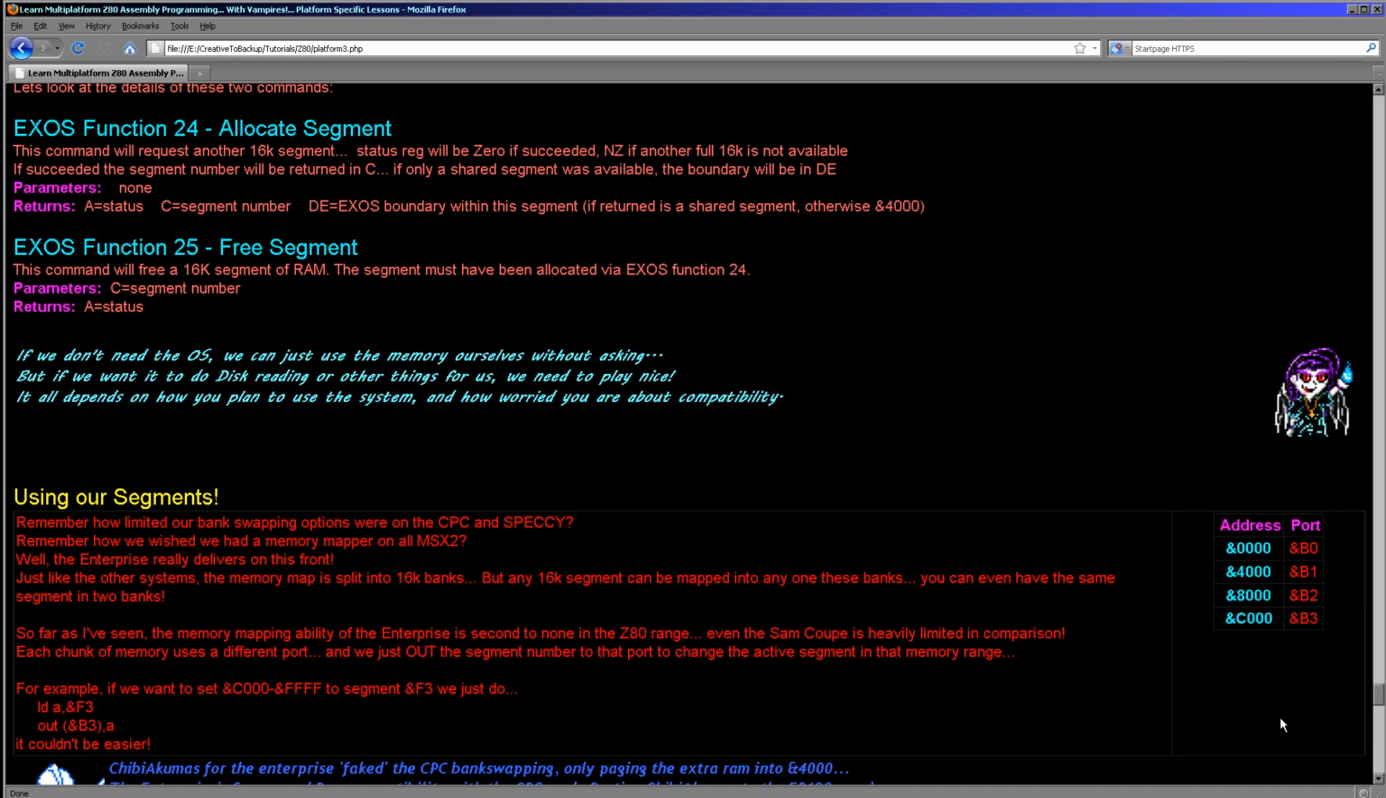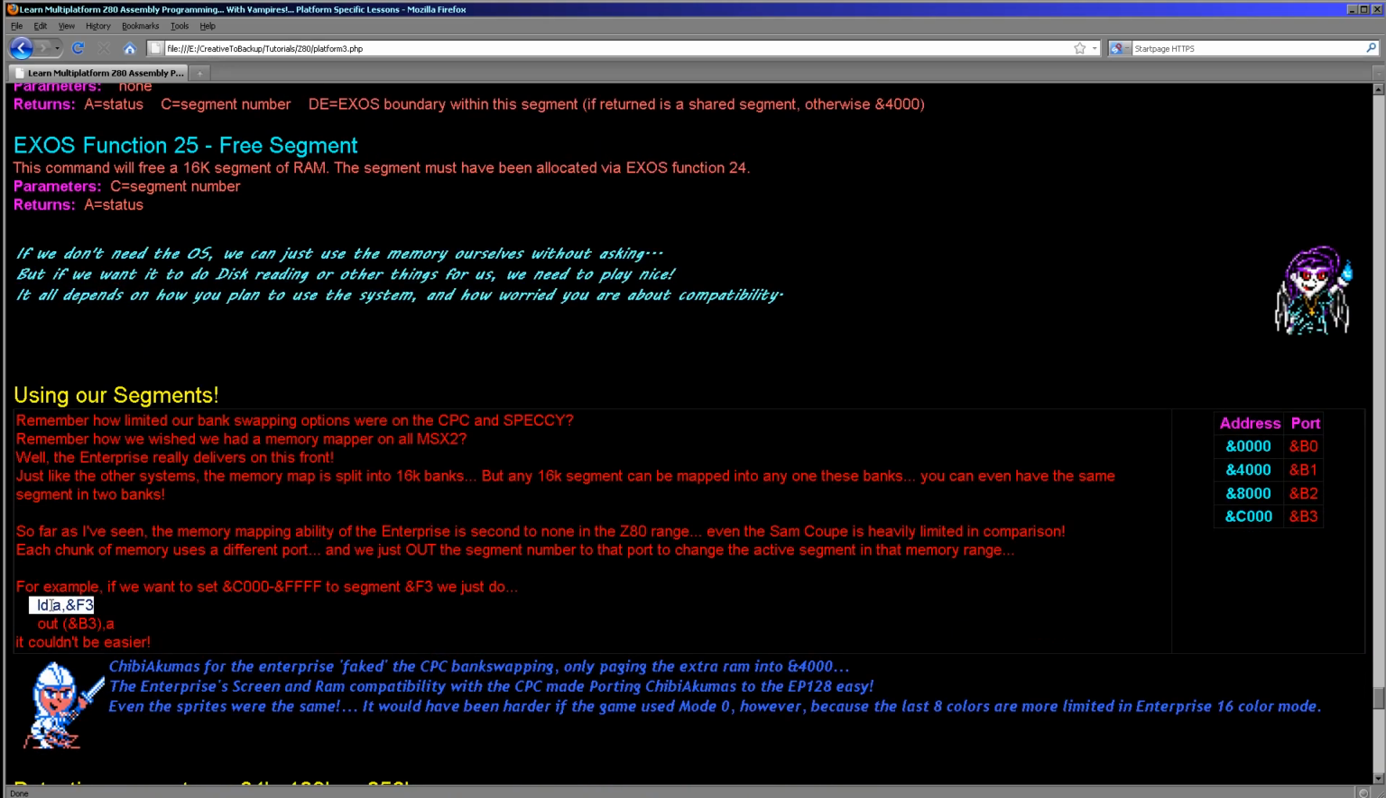But apart from that, we can bank in things wherever we want, bearing in mind our stacking things. Now, with Chibi Akumas, my game, I was always using the B1 bank to emulate the Amstrad CPC, because Chibi Akumas for Enterprise was pretty much a straight port of the CPC version. And this was where the Enterprise made things really easy, because it can almost entirely emulate a CPC screen, and also it can emulate far better than the CPC's bankswitching. So it made it very easy to port the game, and that's why the Enterprise port was so quick to do. So as I've said, all we need to do is load A with the bank number we want, like F3, out it to the port that handles the memory area we want to control, and that's all we need to do.